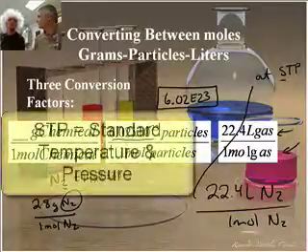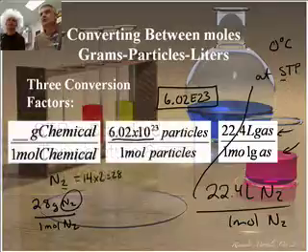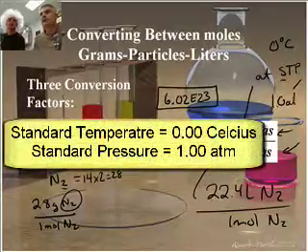So what does T stand for, though? Temperature. Sorry, standard temperature and pressure, STP. And so temperature would be 0 degrees Celsius, and the pressure is 1 atmosphere.